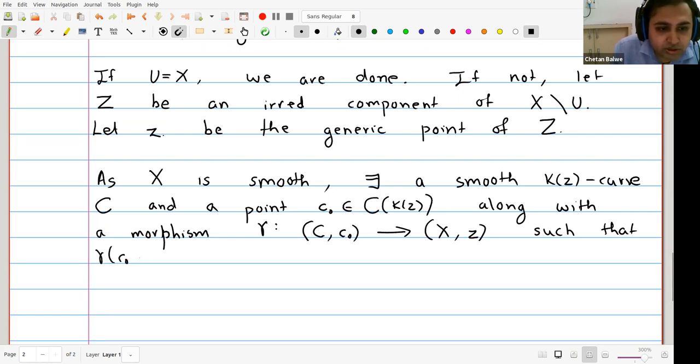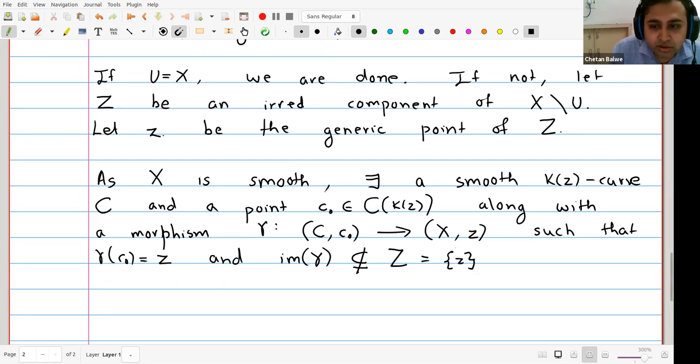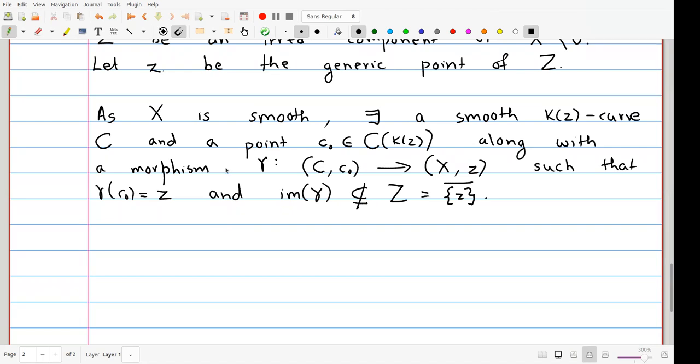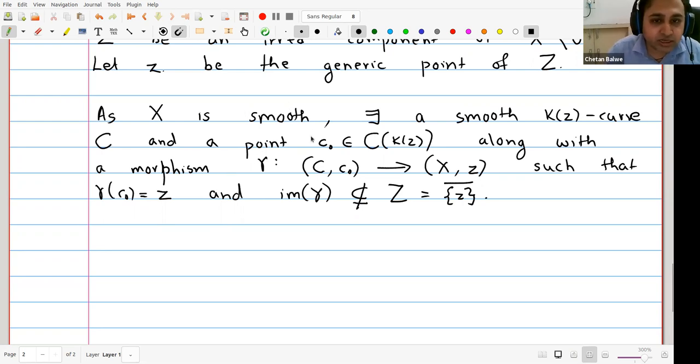gamma of C naught is equal to Z, and the image of gamma is not contained in the closure of capital Z, which is equal to little Z closure. Okay, so this is not a particularly deep statement. You could just pick a curve which is actually sitting inside X for this. I'm just saying that there is a curve which comes out of the closure of capital Z. This may not always happen for certain varieties, but for most of the time you will have this. You don't really need smooth, but for smooth things, obviously this is there.